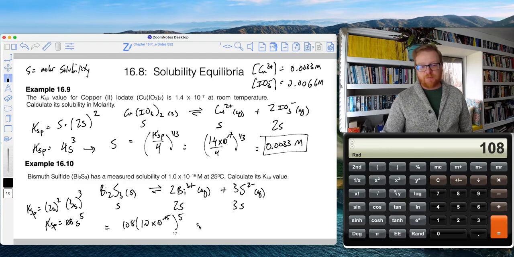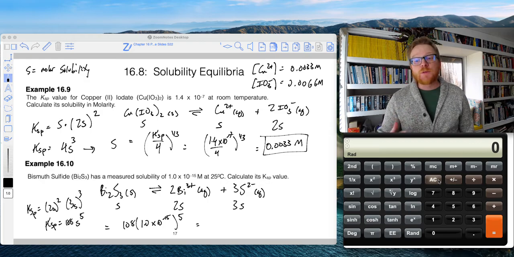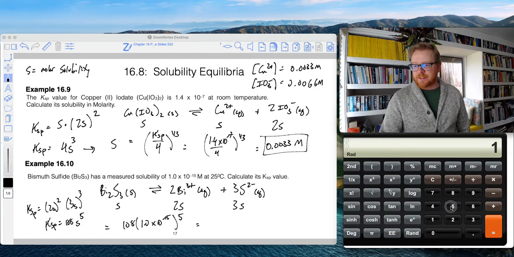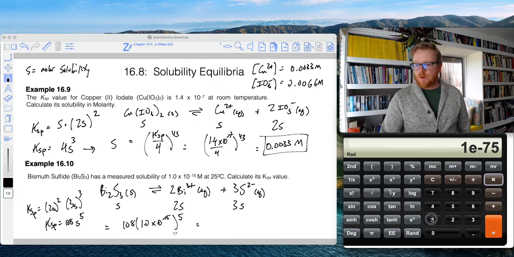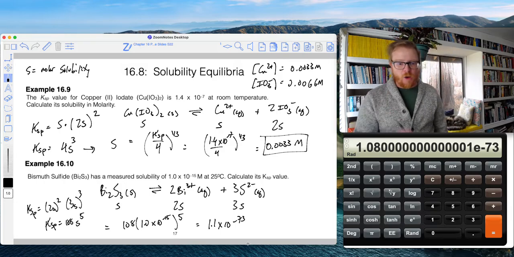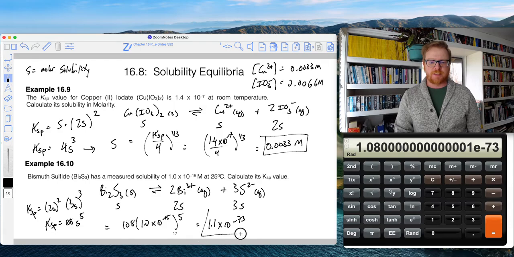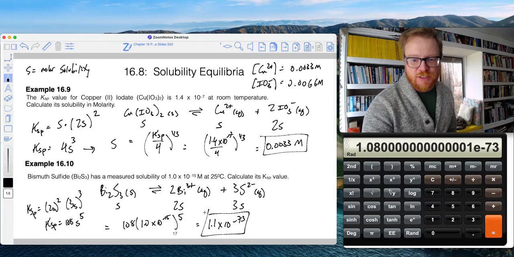And you can see this is going to give me a crazy small value of KSP, which is to say bismuth sulfide forms a solid when you look at it funny. So it does not want to exist as ions. It wants to exist as a solid. So I'm taking 1 times 10 to the minus 15 to the 5th power times 108. And so with 2 sig figs, I get that to be 1.1 times 10 to the minus 73, which I know is like so small it seems ridiculous. But this is one of the only times in this class that we'll see crazy, ridiculously small numbers like that.